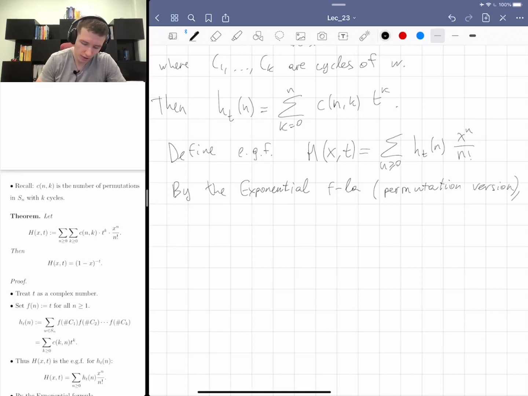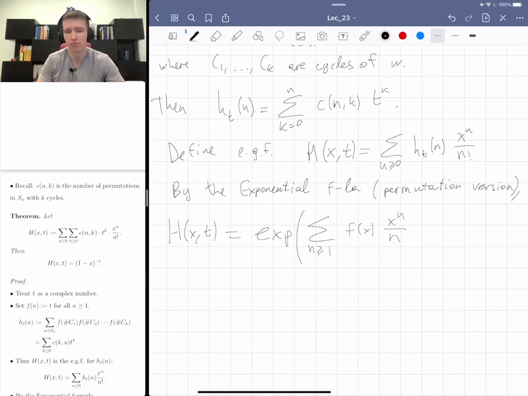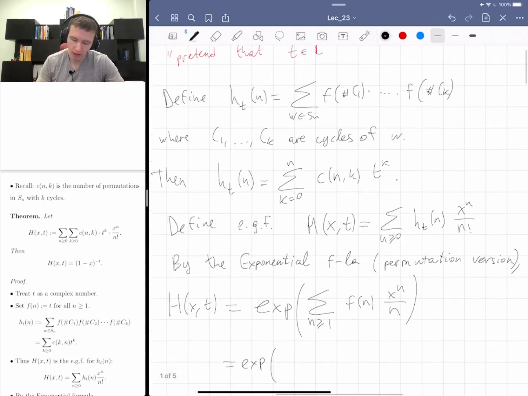What do we get? We get that h of x comma t is the exponential of something, right? It's the exponential of the sum over n greater than or equal to 1 of f of n x to the n over n. If you remember, in the last lecture there was no n factorial, just n in the denominator. So okay, let's see what this is. That's the exponential of the sum of f of n x to the n over n, and f of n is equal to t.